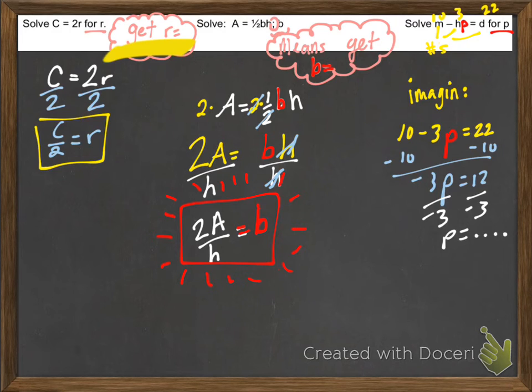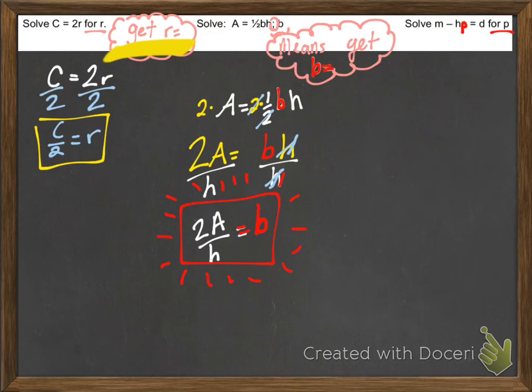So what I'm going to do with the variables is the same operation. So my first thing I did was subtraction. So I'm going to subtract on both sides. And then the next thing I did was division. I'm going to divide on both sides with the literal equation.